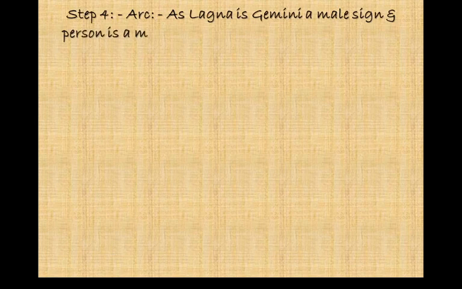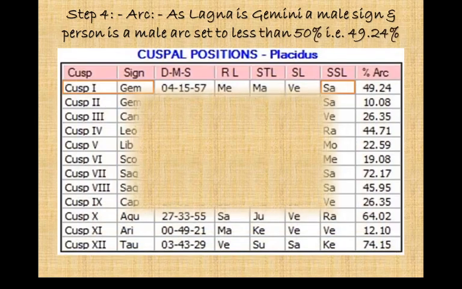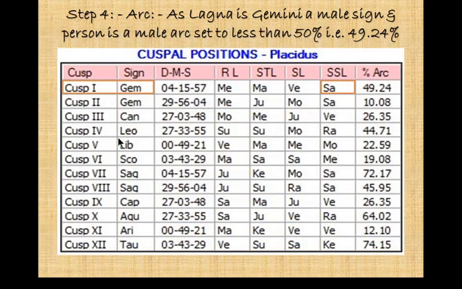Let's move to the 4th step of birth time rectification, that's arc. As Lagna is Gemini, a male sign, and the person is a male, this arc was set to less than 50 degrees or less than 50%, that's 49.24. As you can see here, rising sign is Gemini and the person happens to be a male. So arc should be less than 50, and here arc was set to less than 50, that's 49.24.